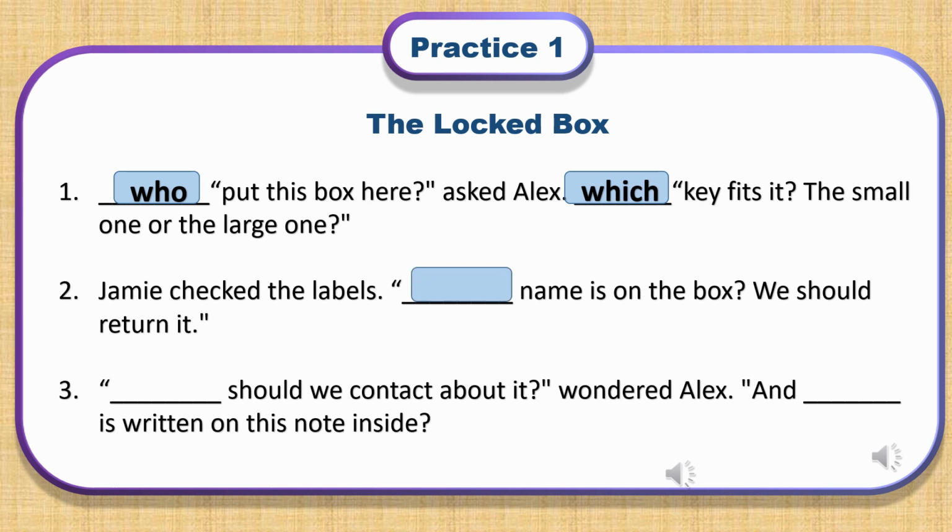Jamie checked the labels. Blank name is on the box? We should return it. Whose name is on the box? Whose shows possession as we want to know which person the box belongs to. Blank should we contact about it, wondered Alex. Whom should we contact? Whom is used here because it functions as the object of the verb contact in more formal usage. And blank is written on this note inside? What is written on this note? What asks about the content or thing, specifically the information on the note.